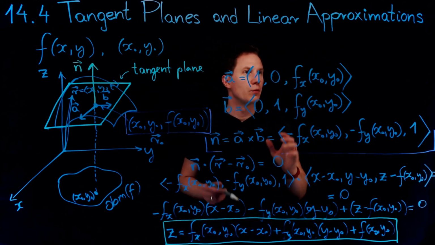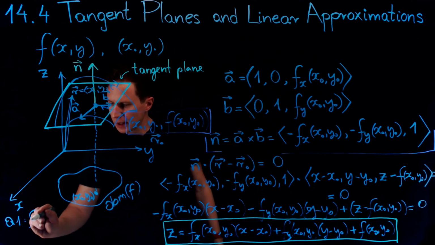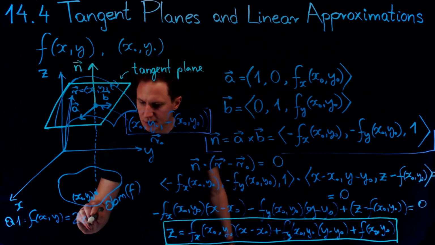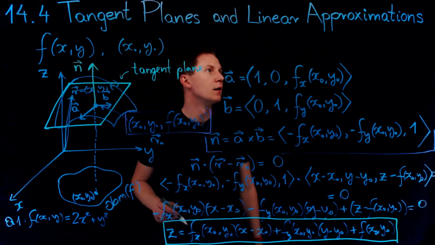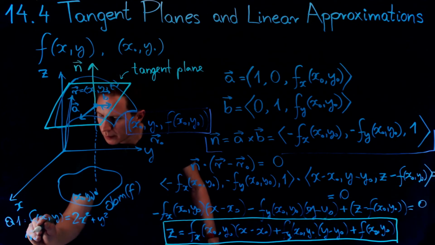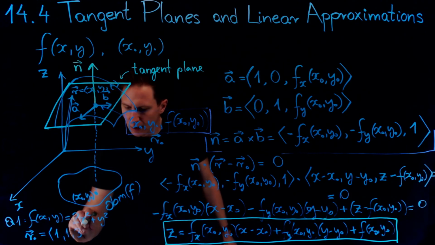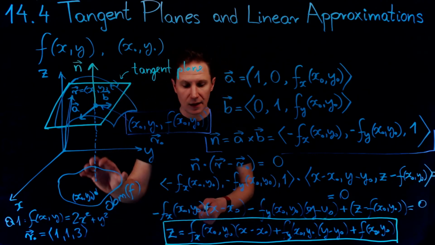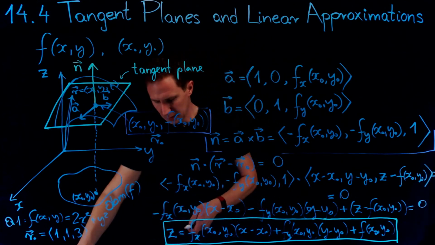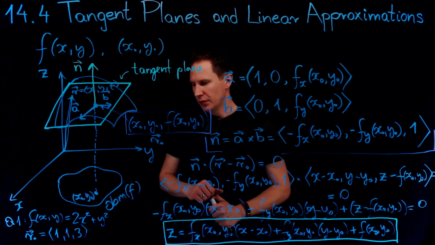With that, let's see an example. My question for you is to consider the function f of x, y equals 2x squared plus y squared. Let the point given by the position vector r0 have coordinates 1, 1, 3. The task is to find an equation of the tangent plane to the graph of this function. Pause the video and input your answer below.